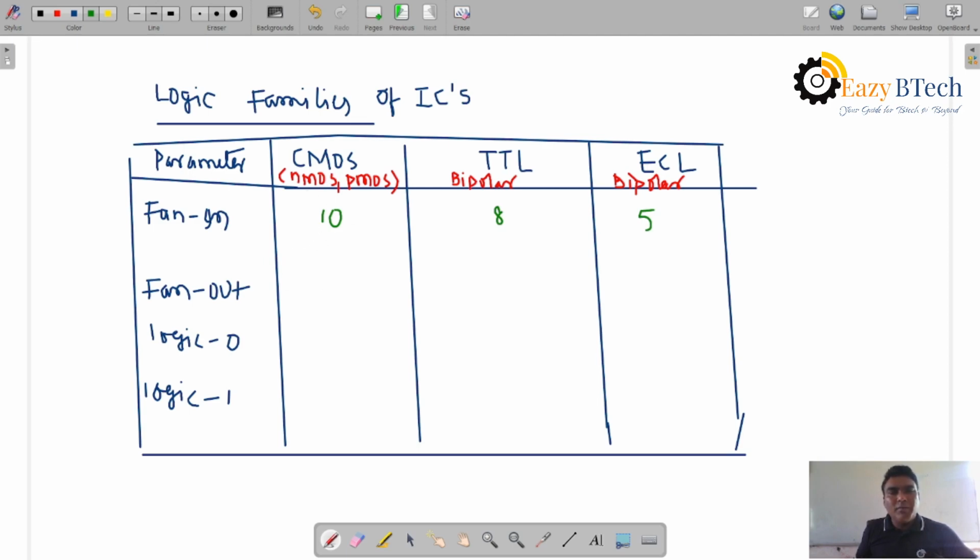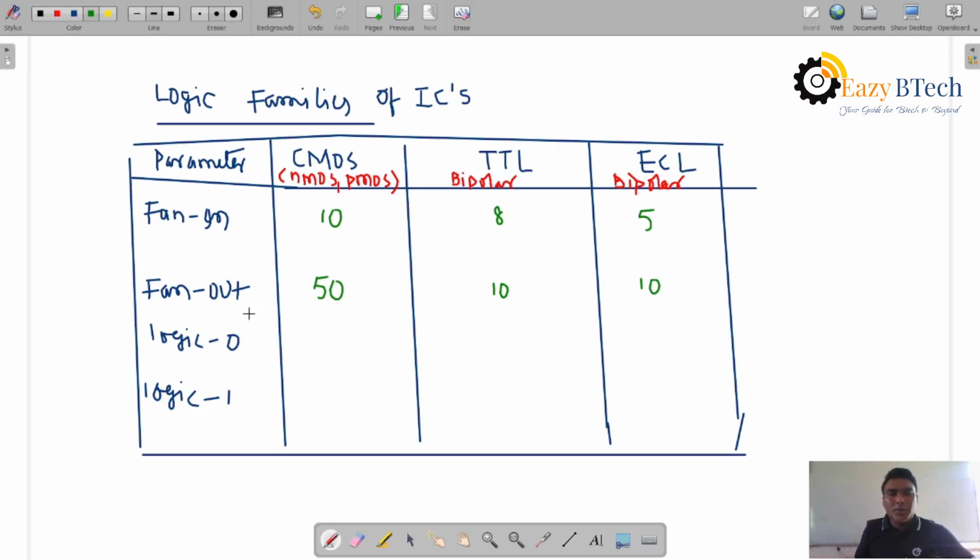It can drive more logic gates, up to 50. From a single output, it can drive 50 logic gates as inputs. For the others, it may be up to 10 only.